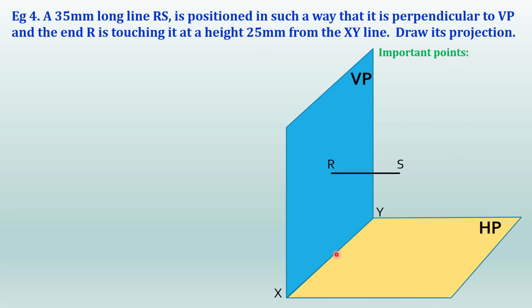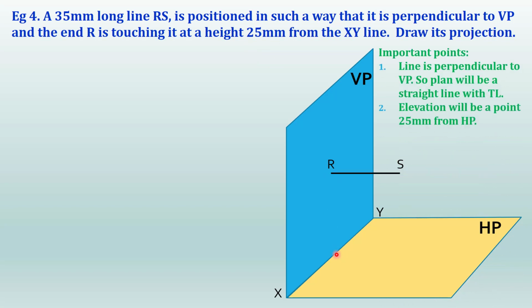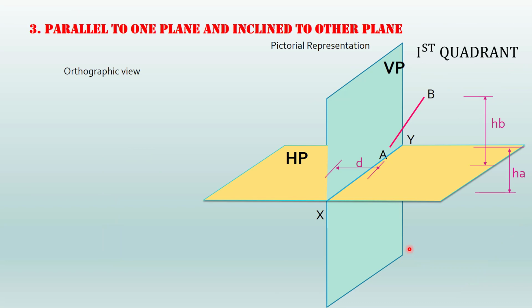So how will you draw the orthographic view? First draw the reference line, then mark r on the XY line, right? Then s will be below the XY line at a distance of 35 mm, right? Then you will get a point above the XY line, that will be s dash and r dash. When you look from the front, S is visible, R will be invisible. So you are putting r dash inside the bracket. Clear? Okay.